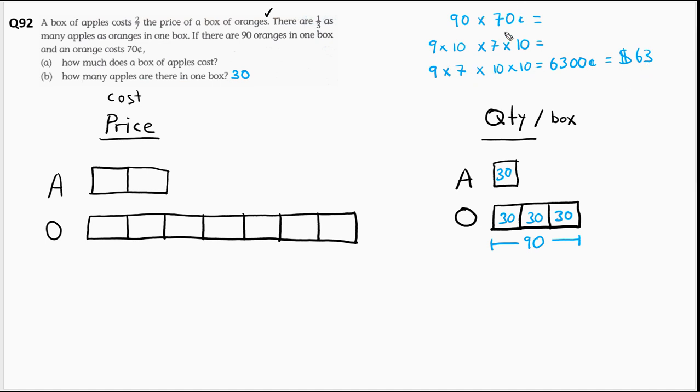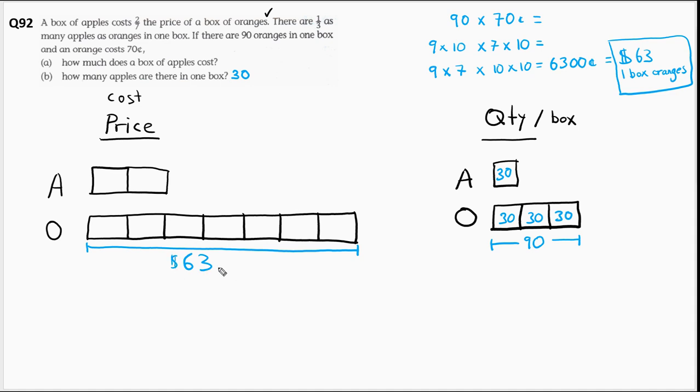What have I just worked out? That is the cost of one box of oranges. I can draw a box around it. That's important information. Where can I put this now? Well, here, this whole bar represents the cost of one box of oranges, and that's what I could have labeled earlier. So that is $63.